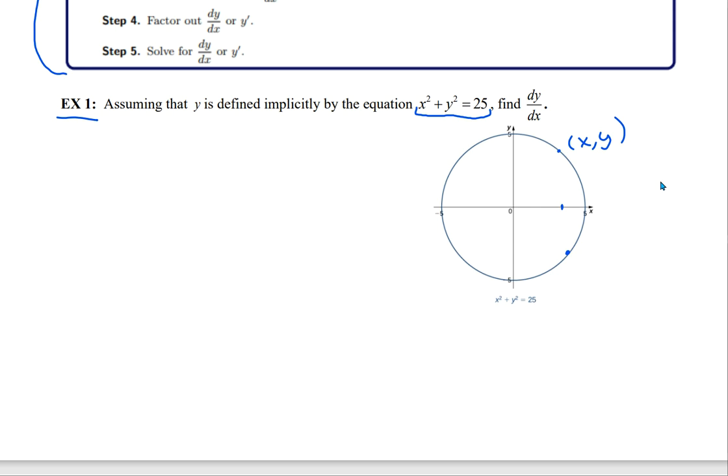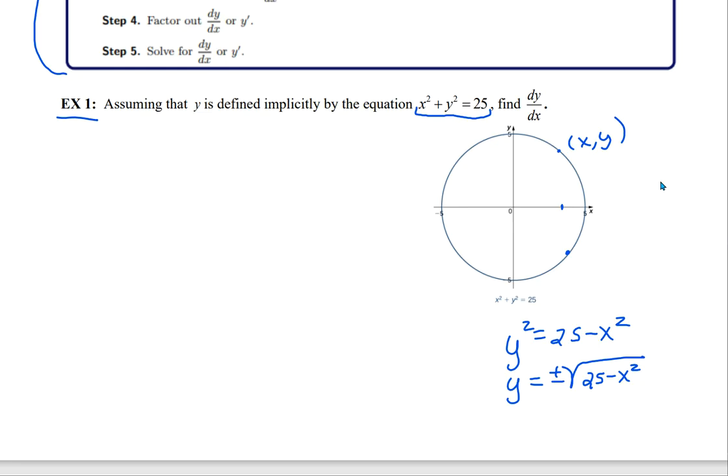If you were to try to solve this particular function for y, you would find that y squared is equal to 25 minus x squared. And when you take the square root of both sides, you would get y is equal to plus or minus the square root of 25 minus x squared. Hence, two separate equations, one for the top of the circle and the other for the bottom of the circle.